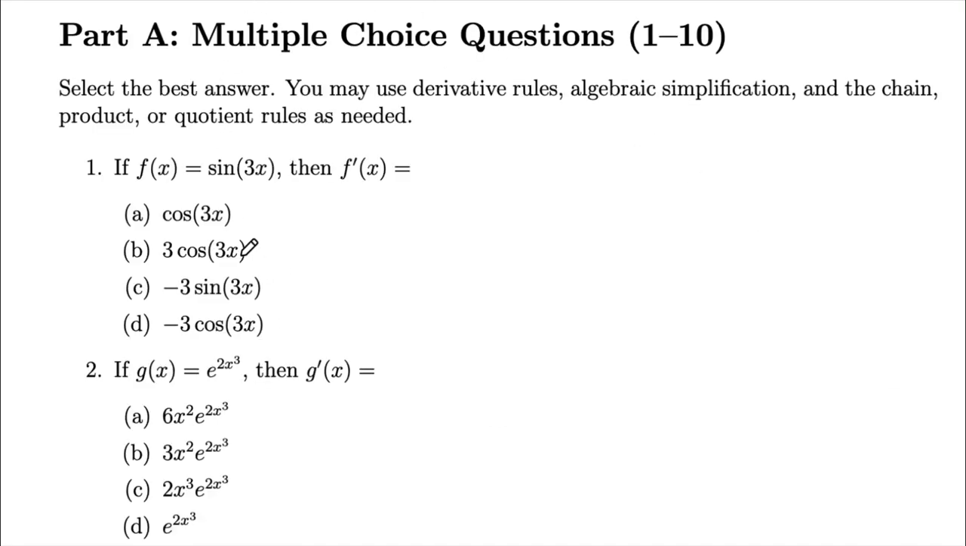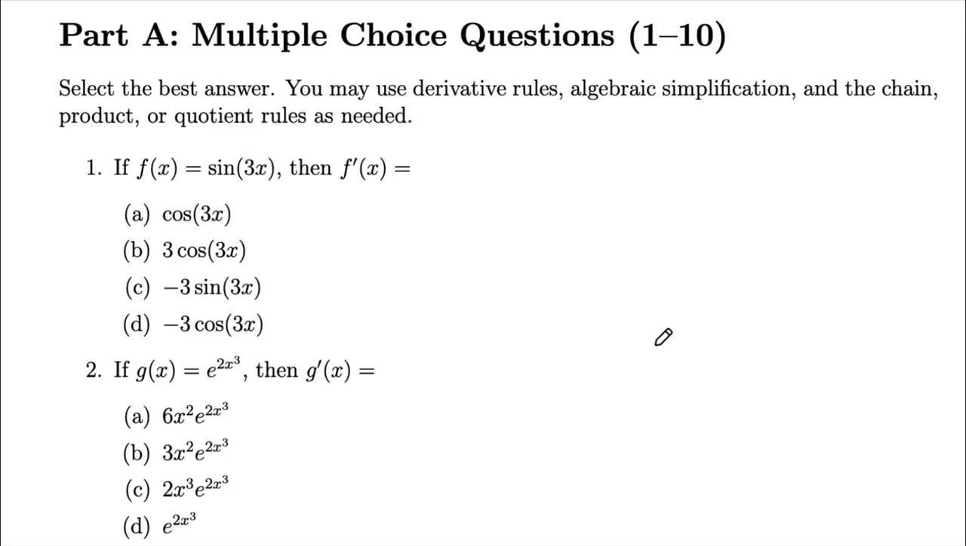Okay, so for number 1, it tells us that f of x equals sine of 3x, and we're asked to find the derivative. So first thing I have to know to have success here is that the derivative of sine is cosine. So I have to have my trig derivatives memorized. Second, I have to be able to identify this as a chain rule problem. So I have to notice that this is a composite function, which is just a function within another outer function.